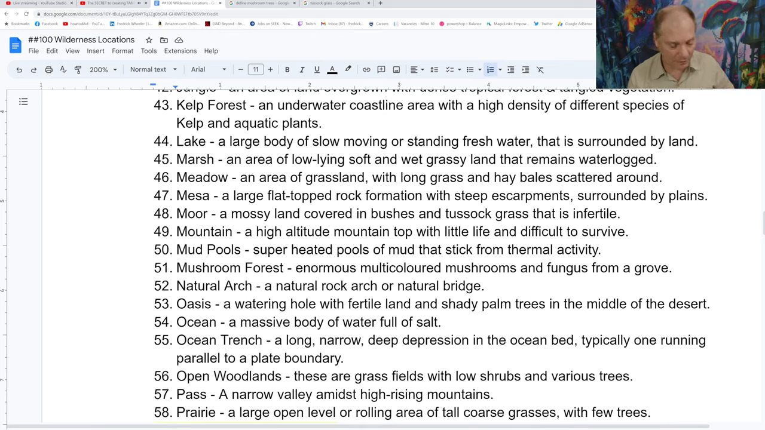We could do something around different planes of existence. Maybe that would be possible. We could do an urban sort of city one. We could do something around... what else is there? I suppose we could go back to towns if we really wanted to, but I don't think we necessarily have to do that.